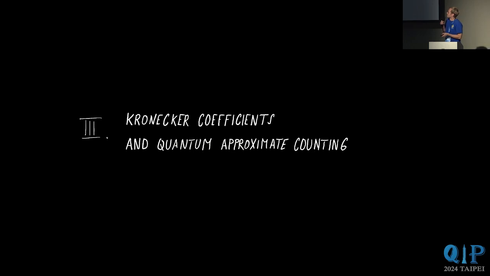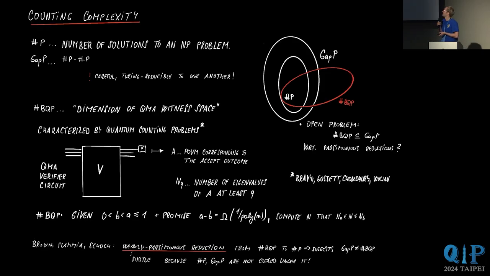Let me now tell you a bit about the relationship between Kronecker coefficients and quantum approximate counting. To do that, I have to tell you a bit about counting complexity. Most of you are going to be familiar with the computational class #P. #P enumerates the number of accepting solutions to an NP problem.